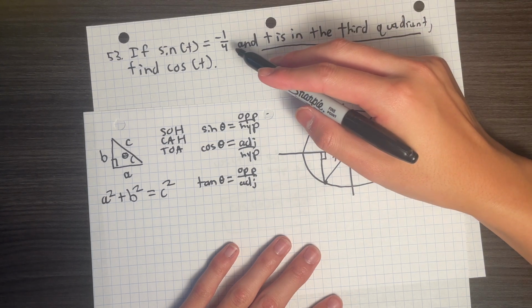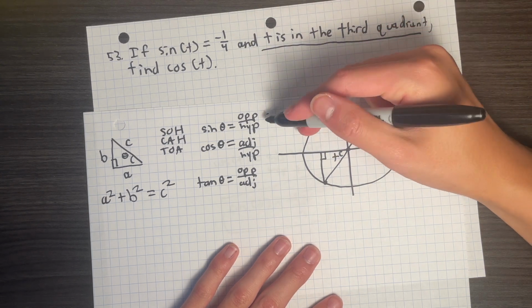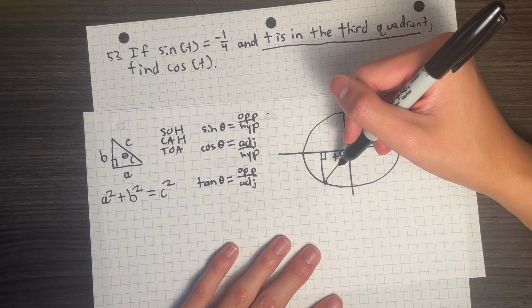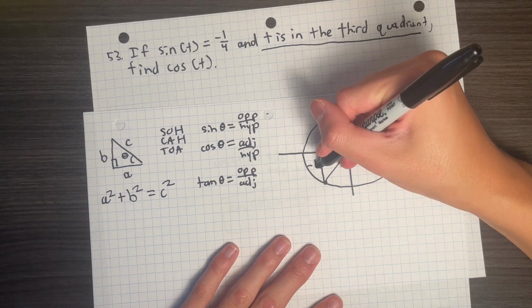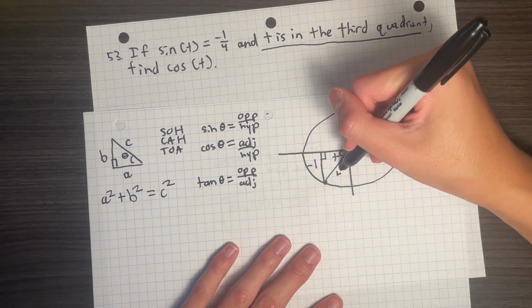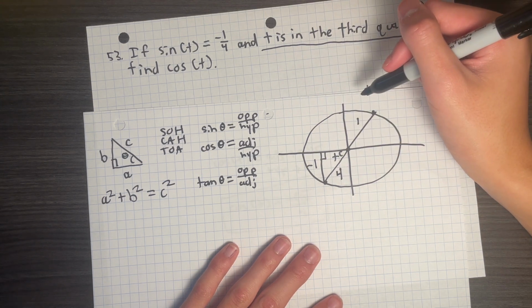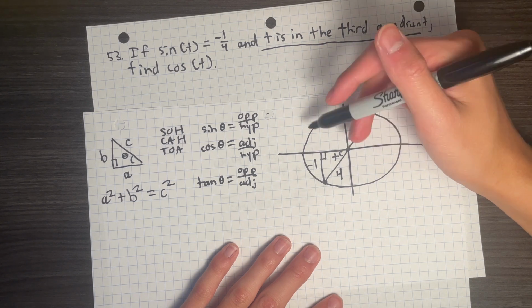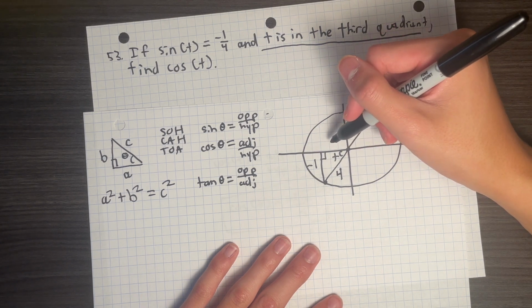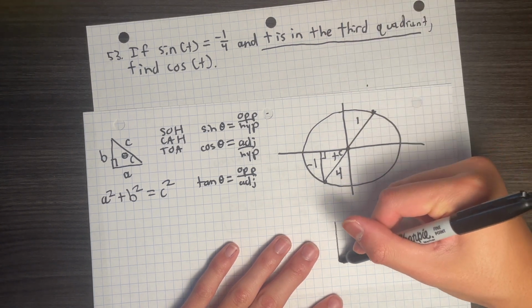So here we see that sine of angle t is equal to negative 1 over 4. So the opposite over the hypotenuse. So the opposite side of angle t is going to be over here, which is negative 1. And our hypotenuse is down over here. So we know the opposite and the hypotenuse side, but we do not know the adjacent side. So I'm going to sketch this triangle down over here.